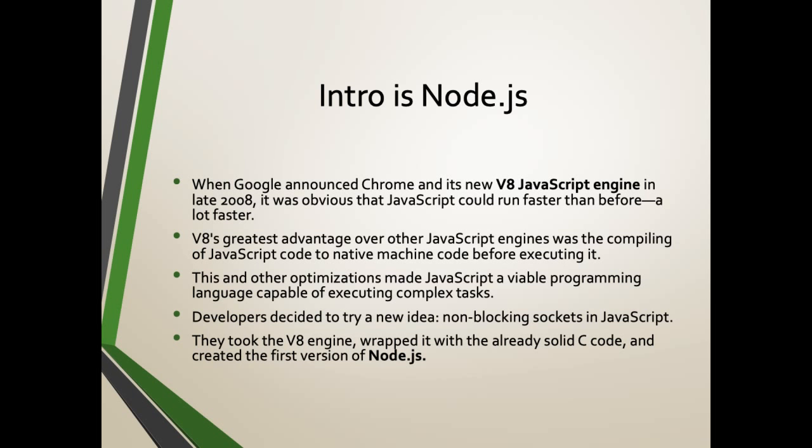So this and other optimizations made JavaScript a viable programming language, because now, instead of having this slower language, we were able to do a lot faster stuff with it. And Node was a project that ended up taking that V8 engine and executing it on the server side, as opposed to Chrome using it on the front end side.